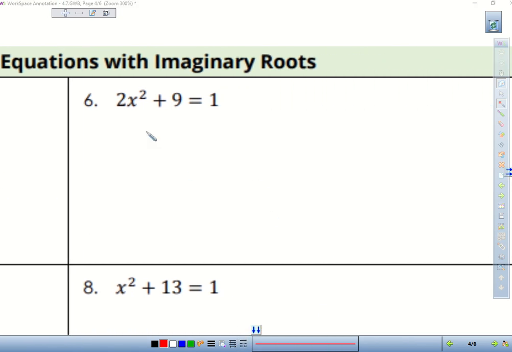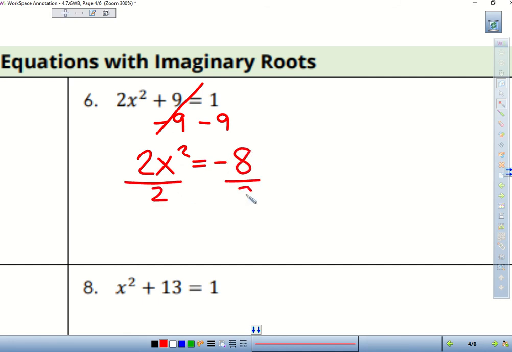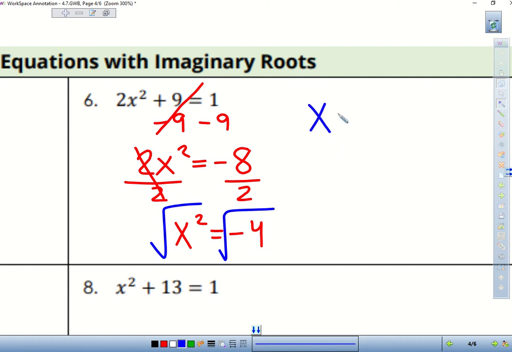Alright, so here we're going to get x squared by itself. Subtract 9 on both sides. I get 2x squared is equal to negative 8. Divide by 2. I've got x squared is equal to negative 4. I'm going to square root both sides. x equals plus or minus 2i.